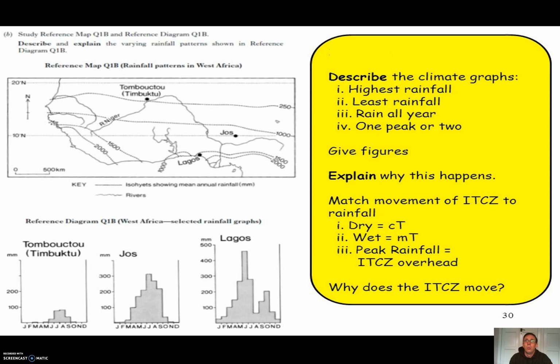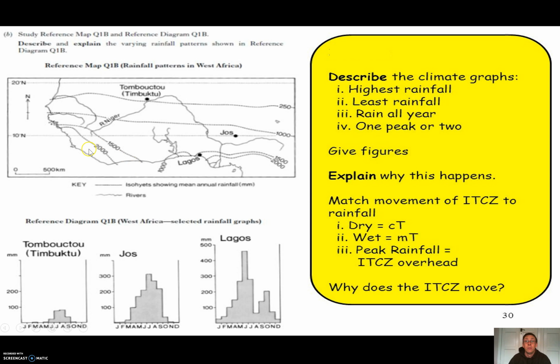Now, one thing I would say, this is an older example of this question. So now you wouldn't get a describe and explain. It would tend to just say explain, even though it'll expect you to do the description anyway. What it's going to say is, explain the varying rainfall patterns shown in, then it'll probably give you some diagrams.